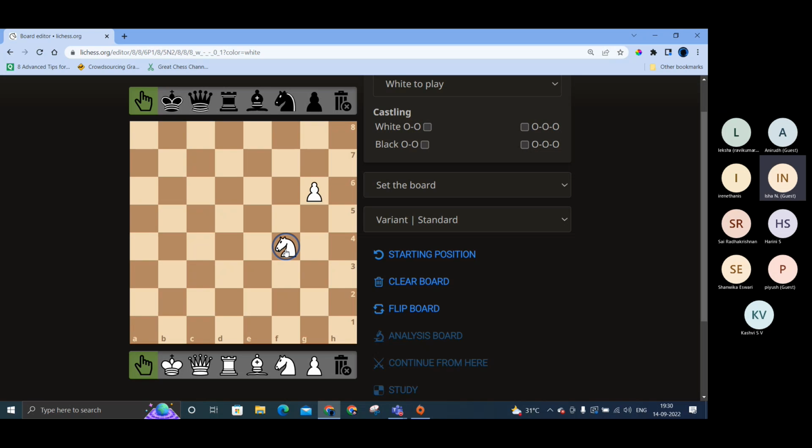It is controlling F3, ma'am. F3 is here. Does it control? No.